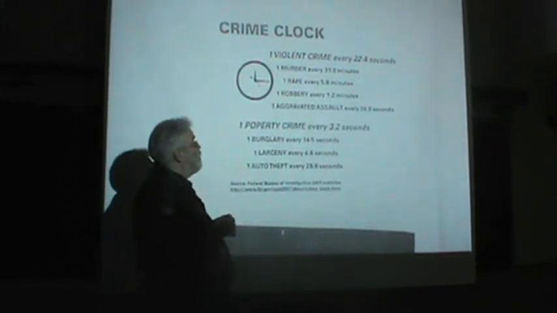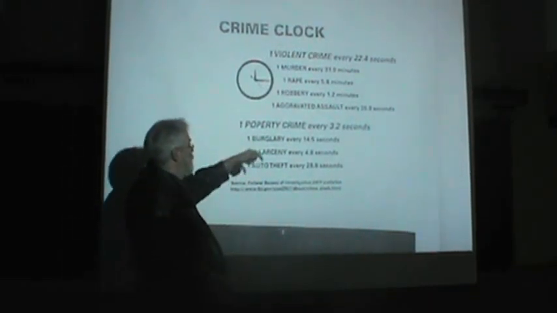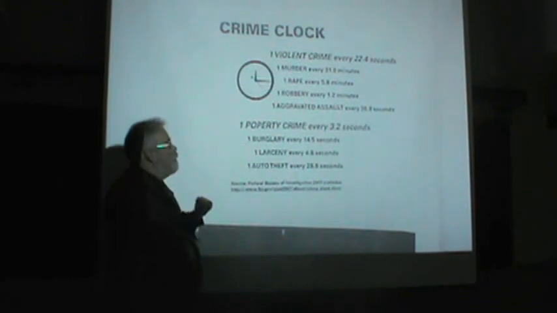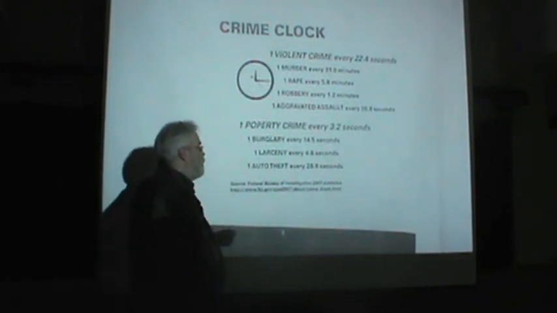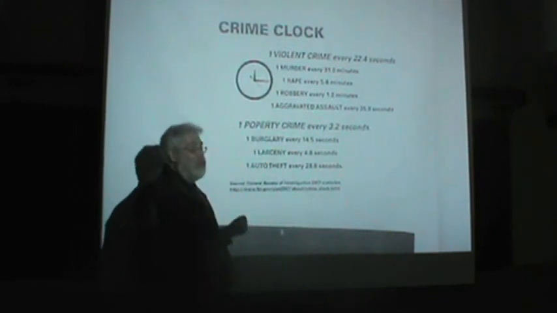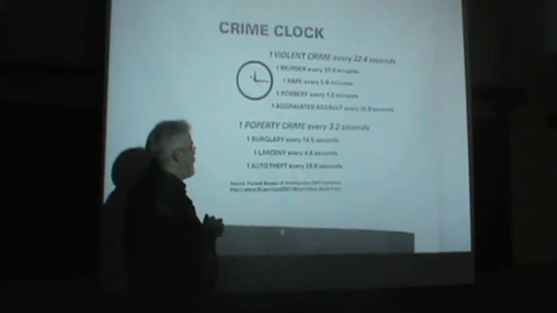As a general rule, violent crimes tend to be a lot less common than property crimes. Sorry about the typo here. It should say property crimes. One property crime for every 3.2 seconds. Compare that to one violent crime every 22.4 seconds. Again, property crimes much more common, much more frequent.